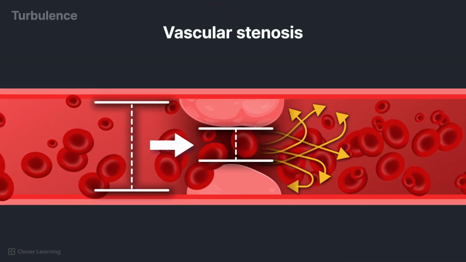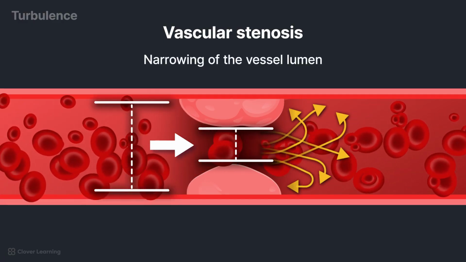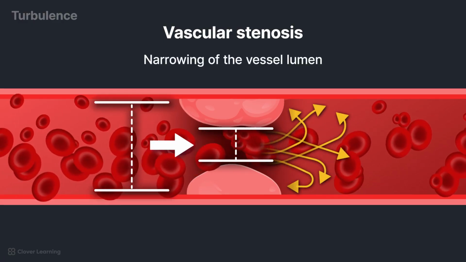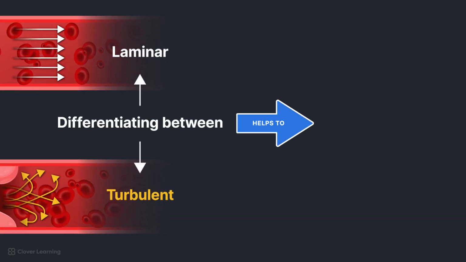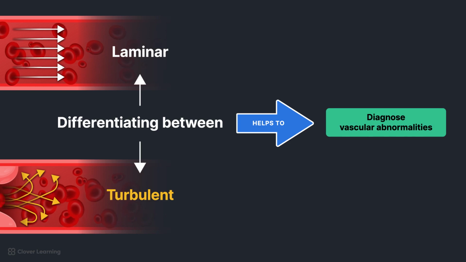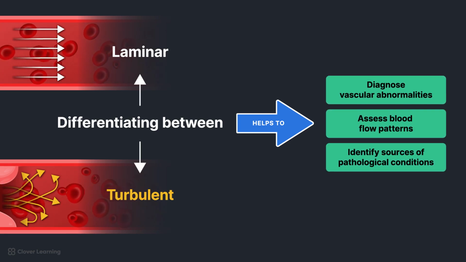Turbulence is commonly seen in conditions such as vascular stenosis, which is a narrowing of the vessel lumen. It can also occur with high-velocity blood flow. Differentiating between laminar and turbulent flow helps to diagnose vascular abnormalities, assess blood flow patterns, and identify potential sources of pathological conditions like stenosis or aneurysms.